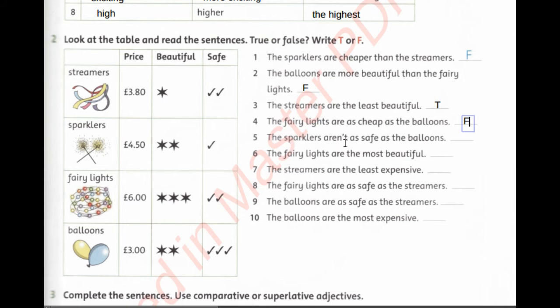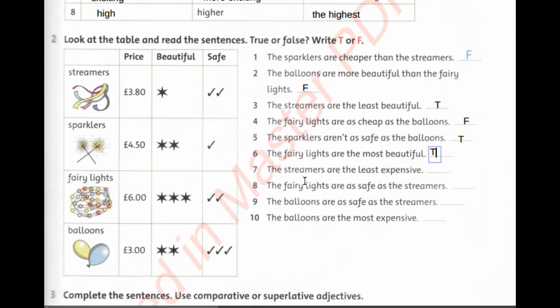Number 5, the sparklers aren't as safe as the balloons. This is correct because they are not as safe. So on number 5 we put a T, true. Then number 6, the fairy lights are the most beautiful. Is this correct? Yes, they have 3 stars, so it's also true. So number 6 is true too.